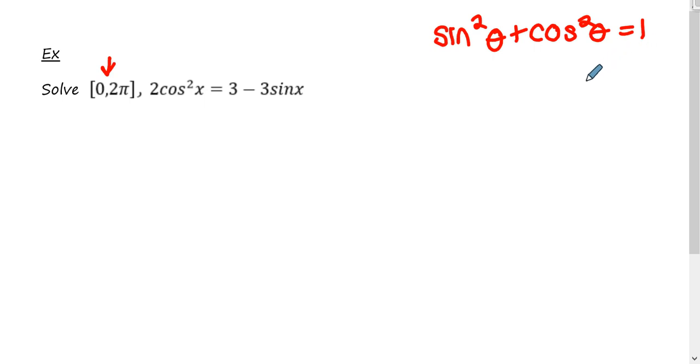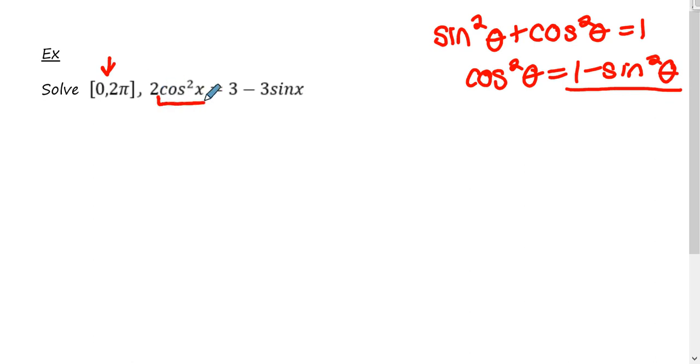But what I can do is some substitution to make this problem a little easier. I have a cosine squared of theta, so we'll solve this for cosine squared theta. Just subtract that sine squared of theta. Now we're going to substitute that in place of the cosine squared of theta, because we said cosine squared of x equals 1 minus sine squared x. So we have this 2 here, and now we can replace 1 minus sine squared x equals 3 minus 3 sine x.